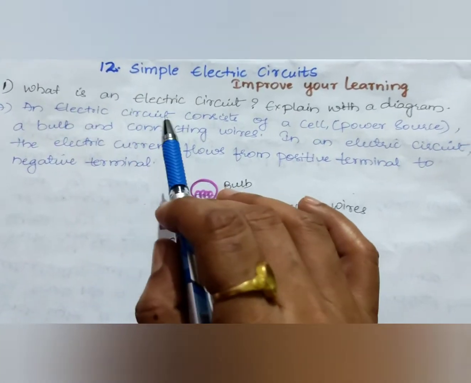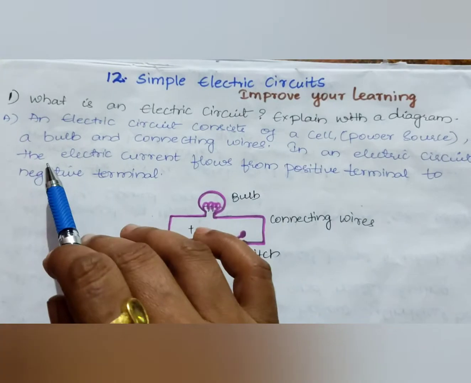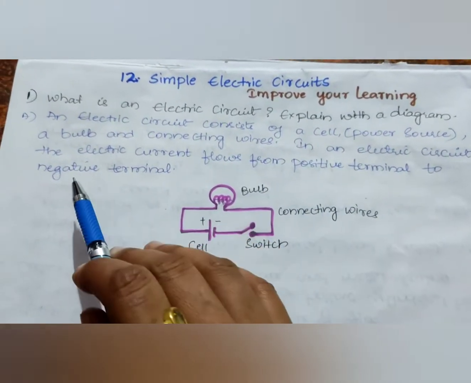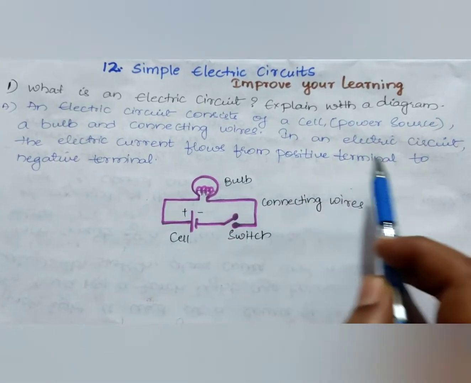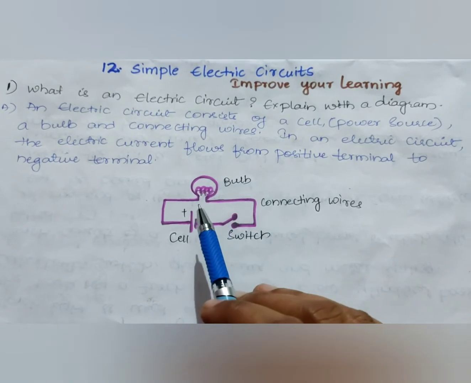An electric circuit consists of a cell as the power source, a bulb and connecting wires. In an electric circuit, the electric current flows from the positive terminal to the negative terminal. See, look at the diagram of the circuit.